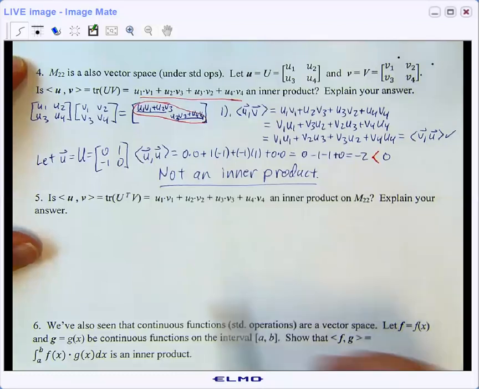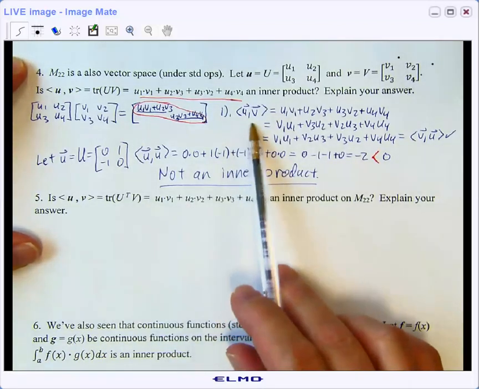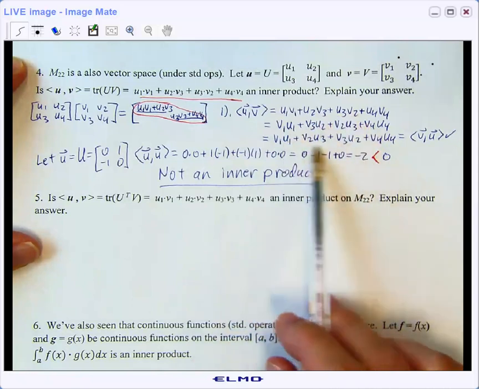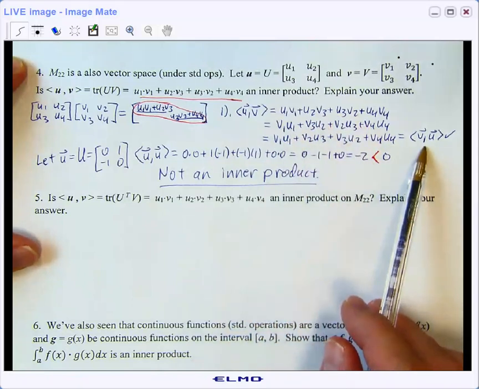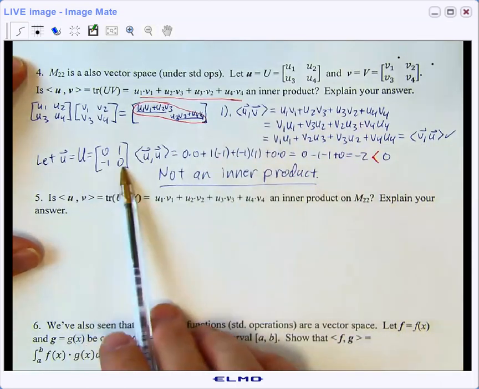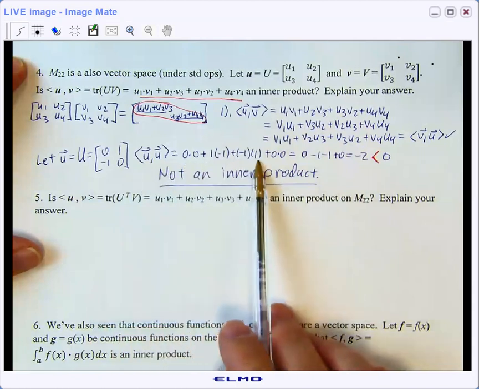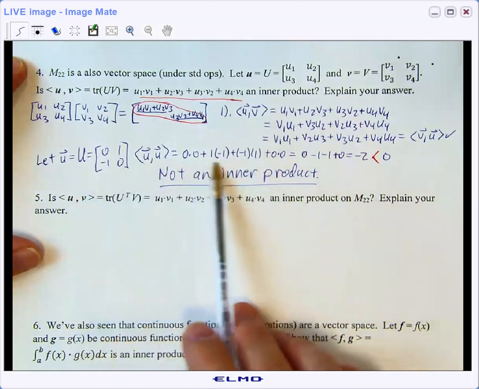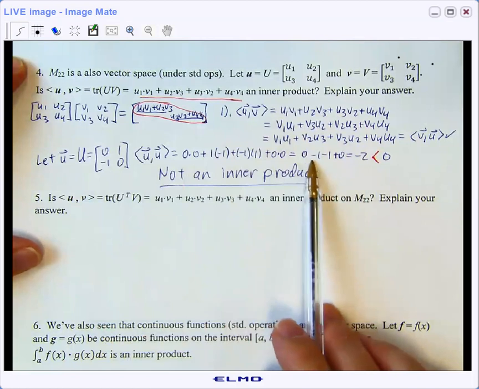Okay, so how'd you do? You might have tried checking axiom number 1 and found out that axiom number 1 does in fact work. So does axiom number 3. You can pull a scalar multiple out of everything. But when we get to axiom number 4, we need to make sure that the inner product of a vector with itself always has to be greater than or equal to 0.